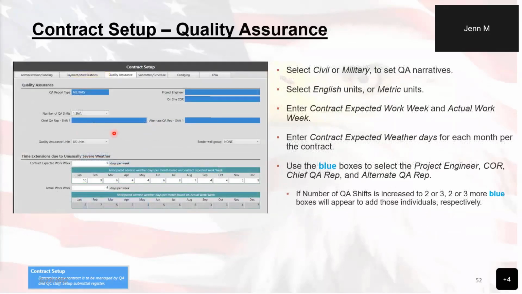All right. The quality assurance tab is where you're going to set up what type of QA/QC reports are done inside of RMS by using this blue lookup field. You have military or civil. Those are your options. They are different by slights, so you will want to check with your contract office district policy to find out which one you're going to be using. We also have the option for doing shifts as well as the time extensions due to unusually severe weather default. You stick them in here, but these can be updated if you need to.